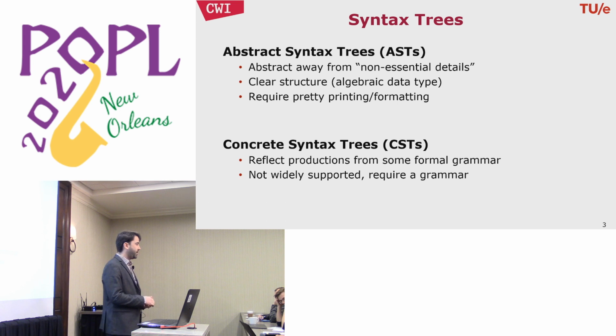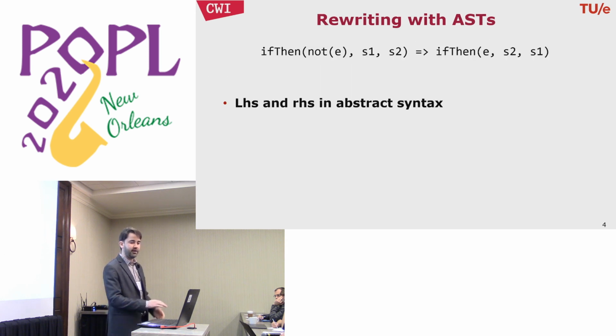So if we look at rewriting using either formalism, let's look at what a rewrite rule in abstract syntax looks like. This is a rule which has a left-hand side and a right-hand side, and with this particular rule, we try to find conditionals with a negated condition. So we have an if-then, and the condition has a not, and then there are two branches S1 and S2, and this rule intends to rewrite this to, again, an if statement, but the condition is no longer negated, and the branches are swapped.